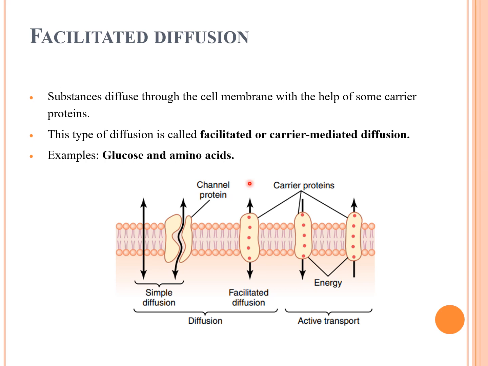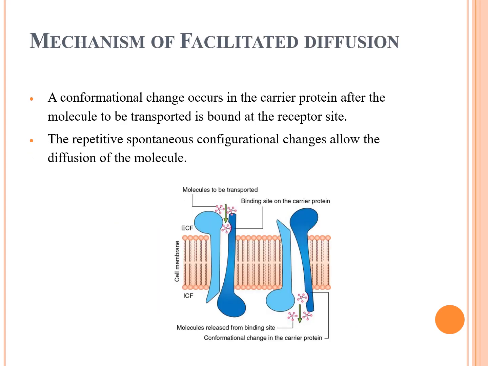There are some substances which cannot pass through simple diffusion, and those substances like glucose and amino acids are transported through this mechanism. They bind with the carrier proteins, and these substances will be transported. The examples of substances transported through facilitated diffusion are glucose and amino acids. This is a very important point to remember, because many MCQs can be asked from this topic: glucose and amino acids are the substances which are transported through facilitated diffusion.